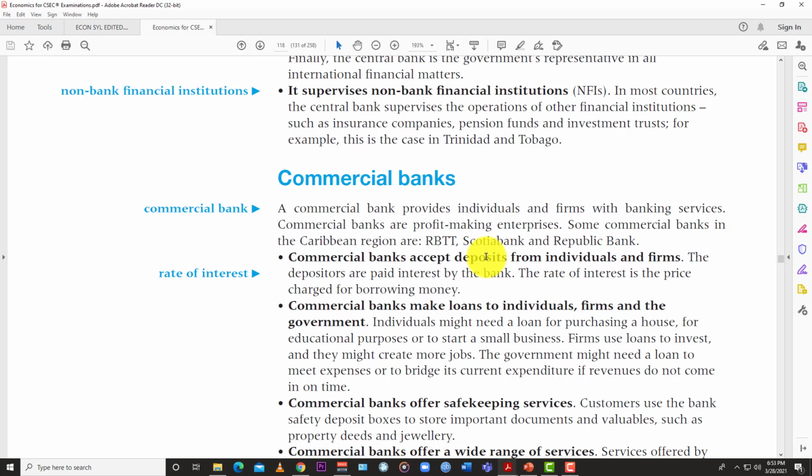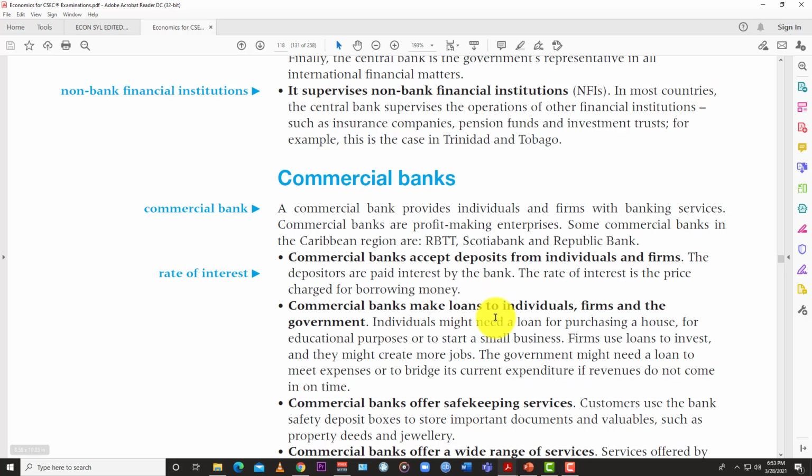Commercial banks accept deposits from individuals and firms. The depositors are paid interest by the bank. The rate of interest is the price charged for borrowing money. And so the commercial bank is the one that accepts deposits in various forms from individuals and companies. So you have your savings deposit, the checking deposit, you have different things. And so those are some of the services offered by the commercial bank.